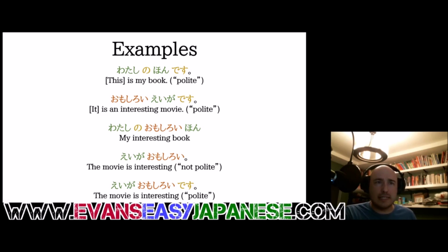Eiga omoshiroi desu. Eiga omoshiroi desu is the exact same sentence as eiga omoshiroi, except the politeness level is different. I'm being more polite down here with the desu, and I'm being less polite up here. I shouldn't even say polite. This could even just show a rank, and it could just be a hierarchy situation. Like if you're talking to your boss, you're going to use the desu. If your boss is talking to you, he might not use the desu.